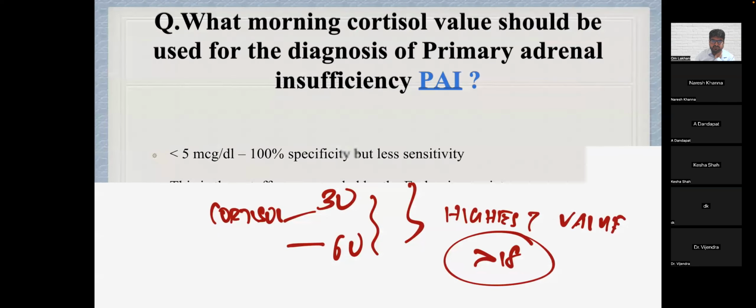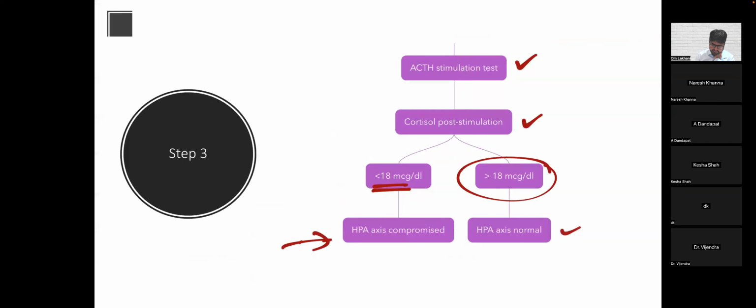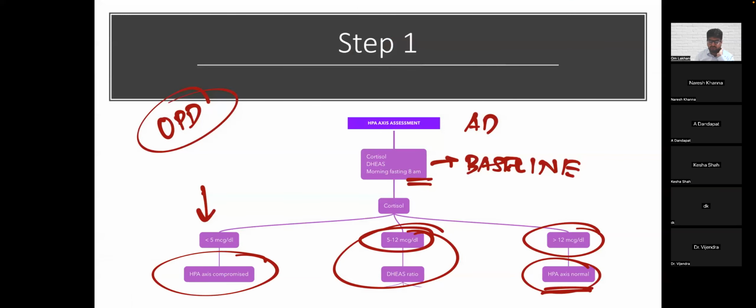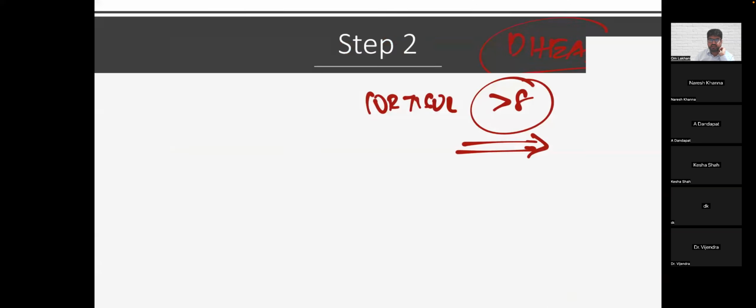So again, I'll revise this point, the stepwise process of diagnosis of adrenal insufficiency. First thing, you do a morning cortisol and DHEA-S. If the cortisol value is less than 5, it means the HPA axis is compromised. If it is 5 to 12, you do further testing, and more than 12 rules out adrenal insufficiency in an outpatient setting, right?